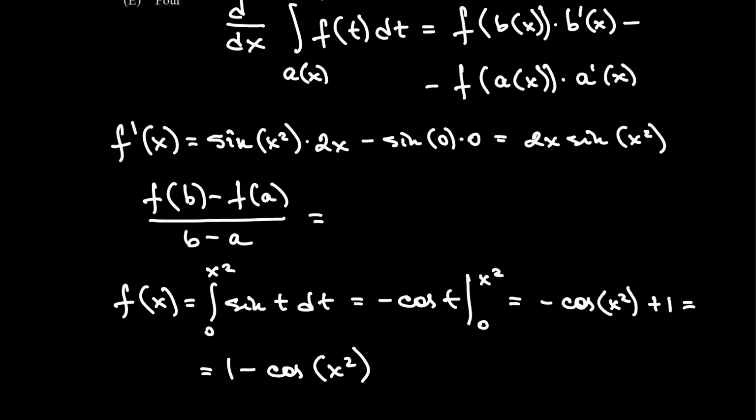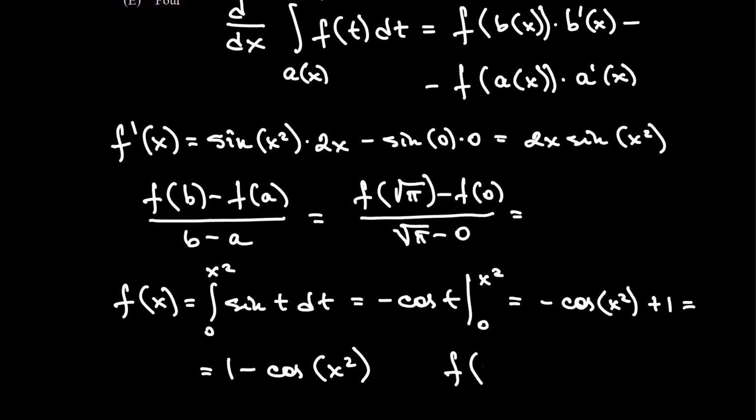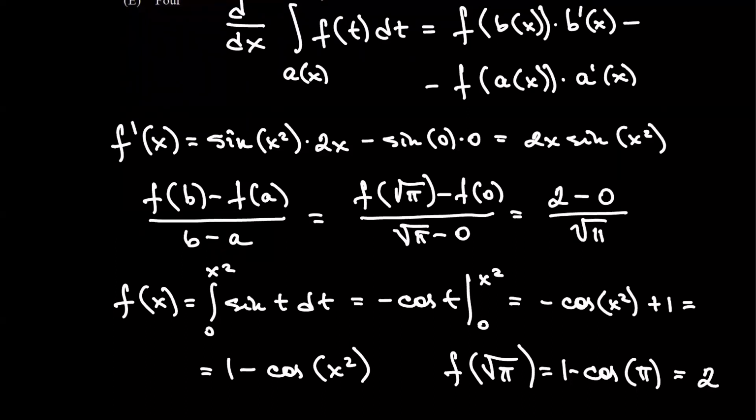And so calculating in our case f of square root of pi minus f of 0 divided by square root of pi minus 0. F of square root of pi is equal to 1 minus cosine pi, which is equal to 1 minus negative 1, which is equal to 2. And then f of 0 is 1 minus 1, which is 0. So this is equal to 2 minus 0, over square root of pi. So this is equal to 2 over square root of pi.